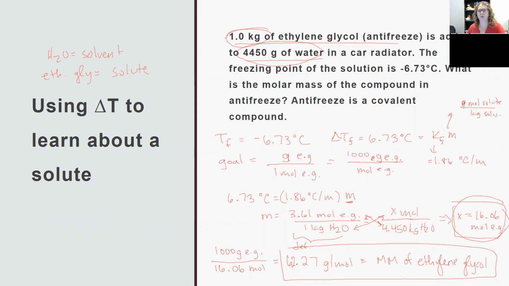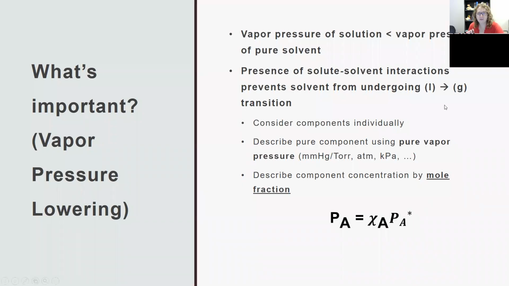Let's turn around and look at a related colligative property. The last colligative property that I want to look at in a quantitative way is vapor pressure lowering. And remember that we said that vapor pressure is if I have a liquid in a closed container, there's going to be some gas above it and it exerts a pressure. Things that boil easily have high vapor pressures. Things that don't boil easily have low vapor pressures.